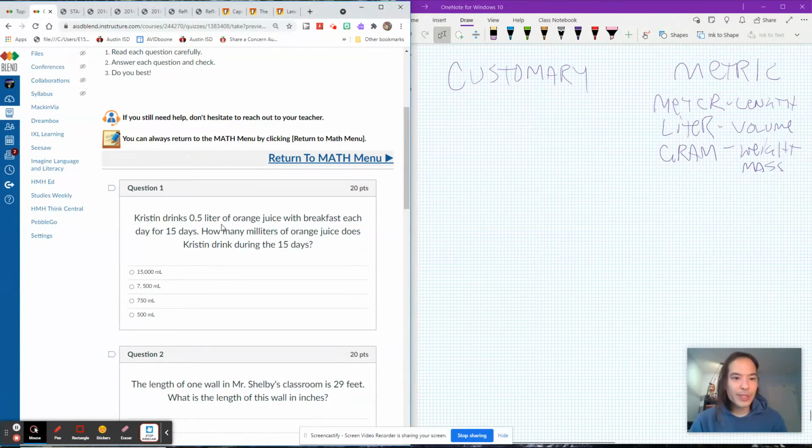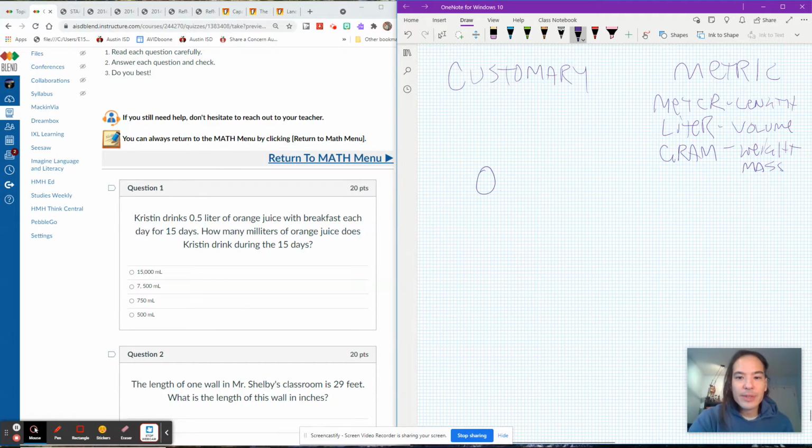Okay, so first question. Kristen drinks 0 and 5/10 liter of orange juice with breakfast each day for 15 days. Talking about liter, it's metric system. How many milliliters? They spelled that wrong, I'll try and change that. Milliliters of orange juice does Kristen drink during the 15 days? All right, so the first thing that we have to do is figure out how many liters of orange juice she drank. So she drinks half a liter, or 5/10 of a liter, with breakfast each day for 15 days.